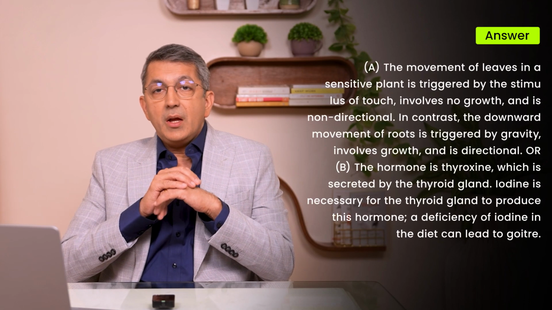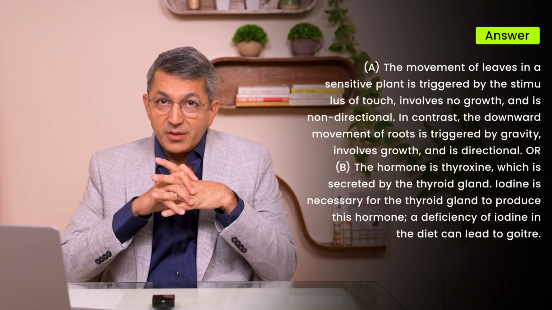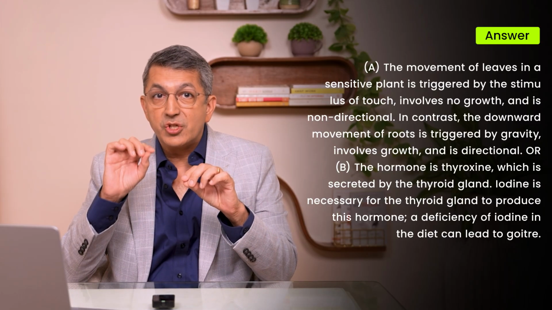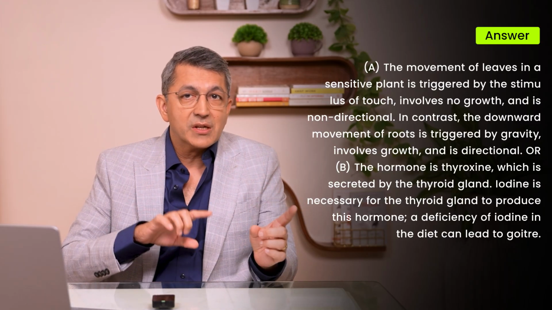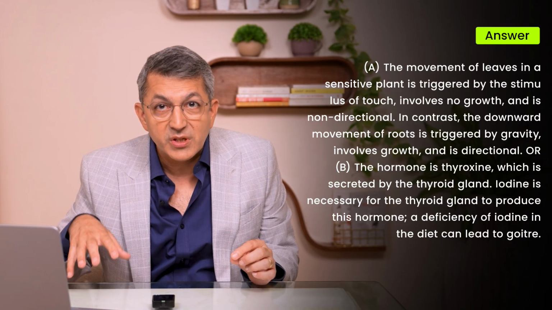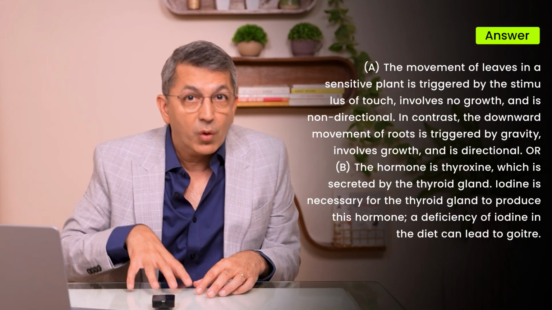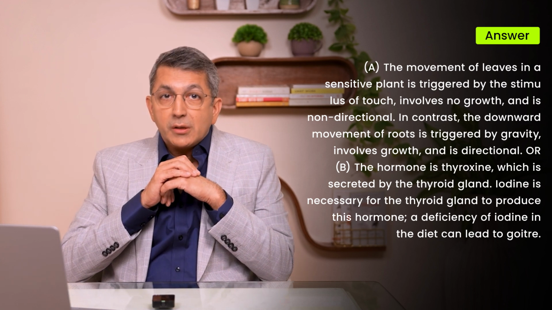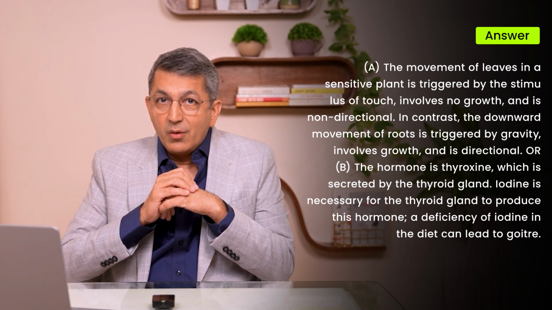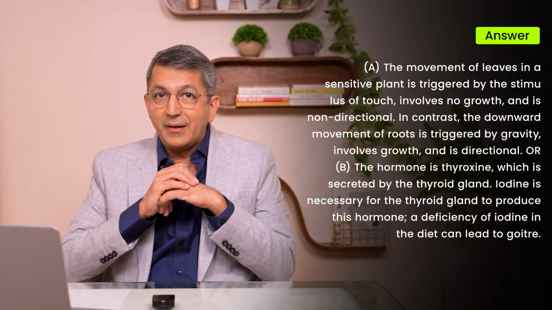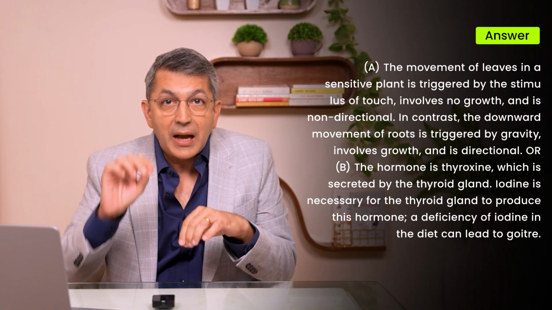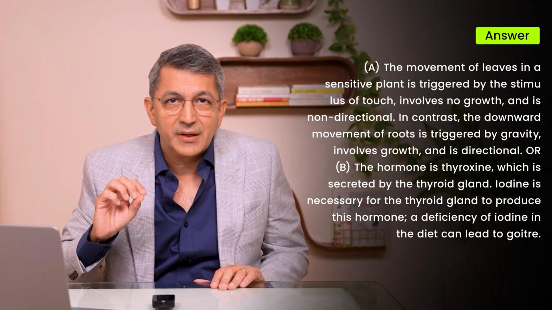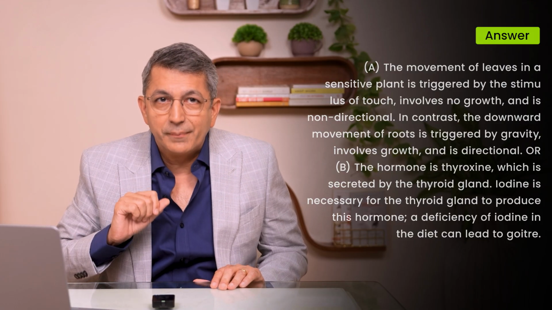Answer A. The movement of leaves in a sensitive plant is triggered by the stimulus of touch, involves no growth, and is non-directional. In contrast, the downward movement of roots is triggered by gravity, involves growth, and is directional. B. The hormone is thyroxine, which is secreted by the thyroid gland. Iodine is necessary for the thyroid gland to produce this hormone. A deficiency of iodine in the diet can lead to goitre.